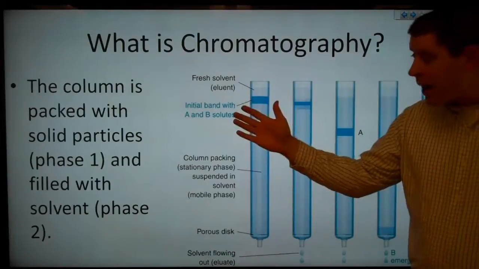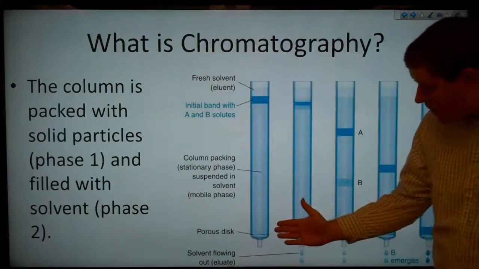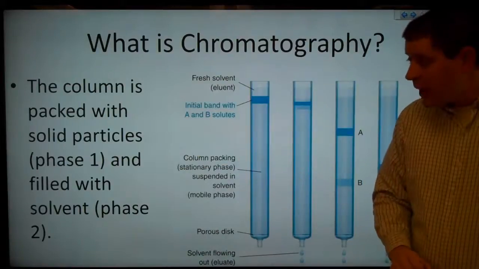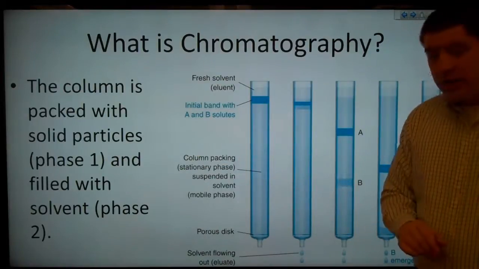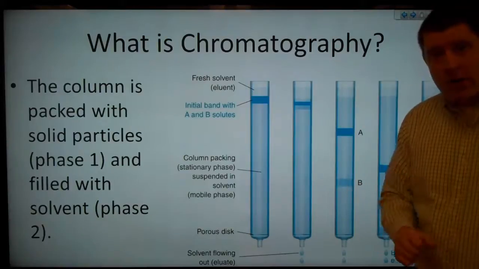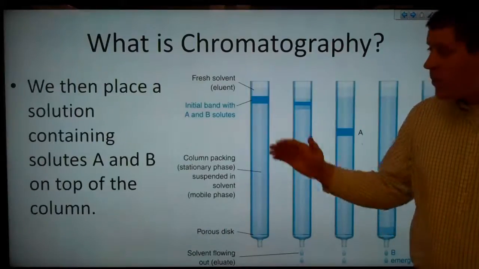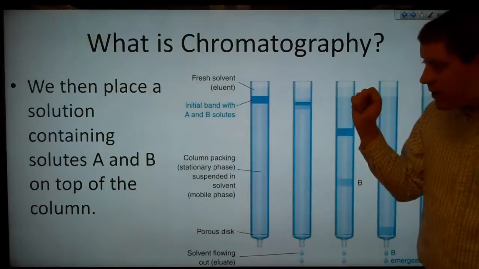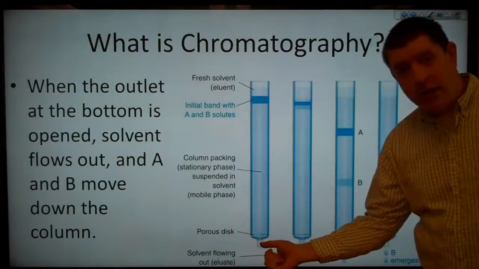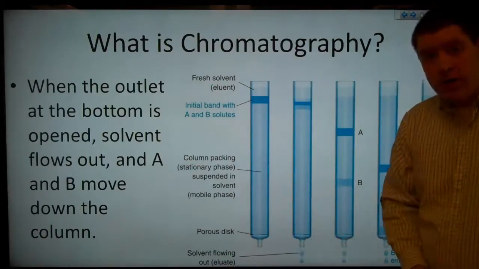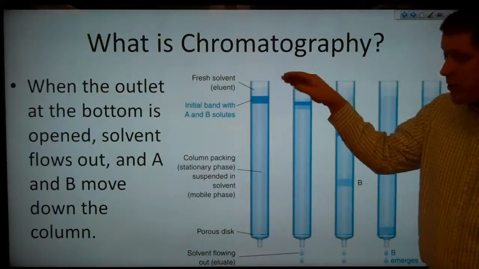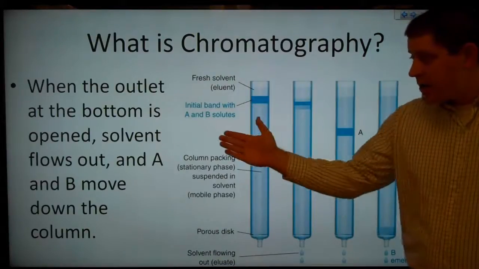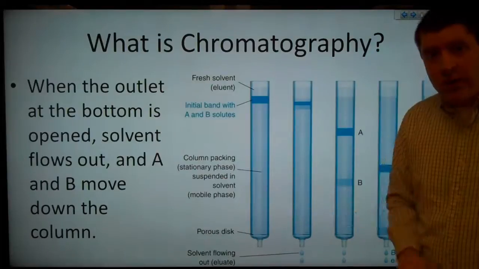Our column is packed with solid particles going all the way up to the top, and those solid particles are phase 1. It's filled with solvent 2 that flows around those solid particles. When we place our solution containing solutes A and B on top of the column, and then open a valve at the bottom allowing the solvent to drain out, and we slowly replace more solvent at the top, that band containing our solutes A and B slowly moves down the column.